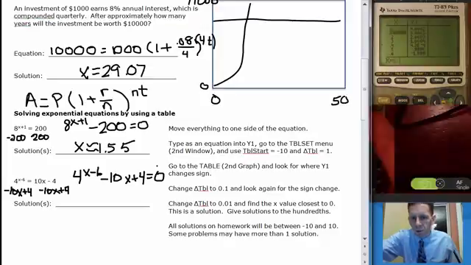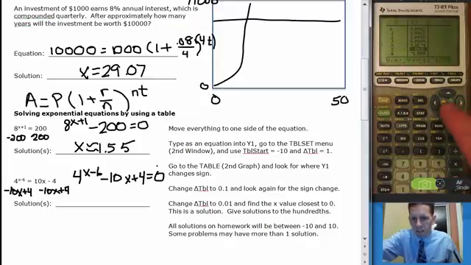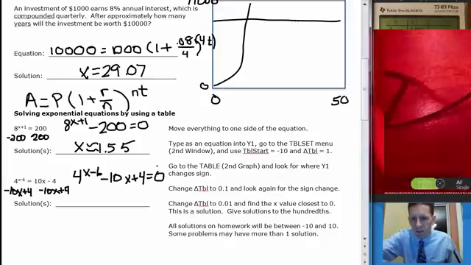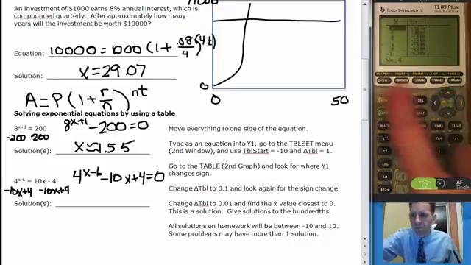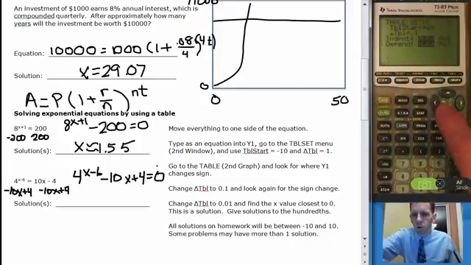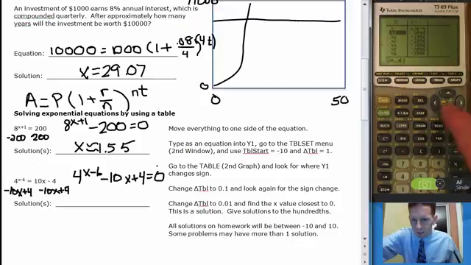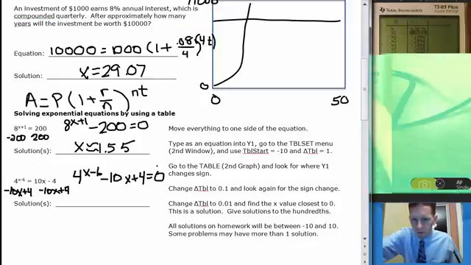I'm going to look for where my values change from positives to negatives. That seems to happen here to here, from 0.5 to 0.4 to 0.5. So I'm going to scroll down to those values that are at the top of my screen. I'm going to go second window one more time, change my delta table to 0.01, second graph, and it looks like they change between 0.4 and 0.41.